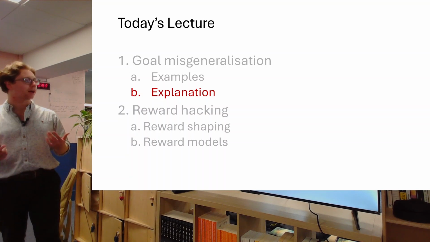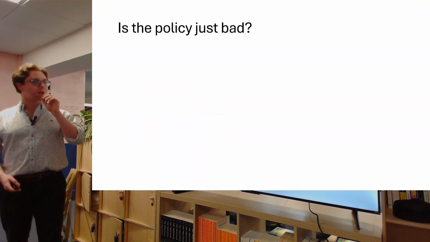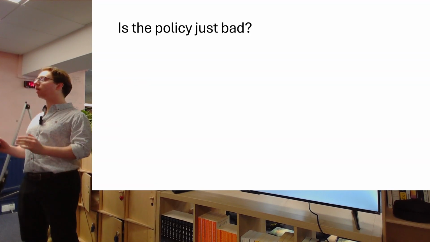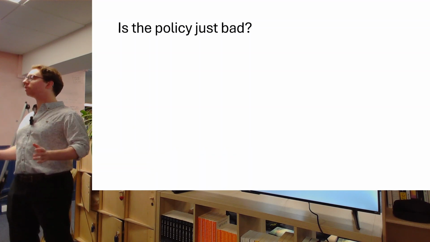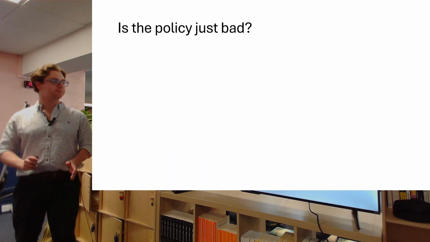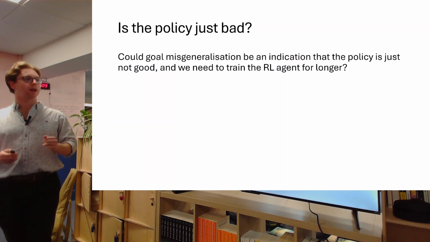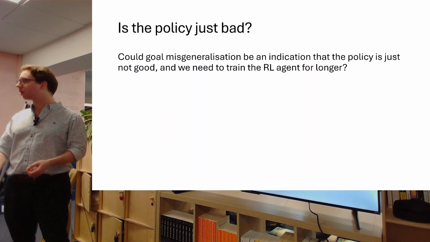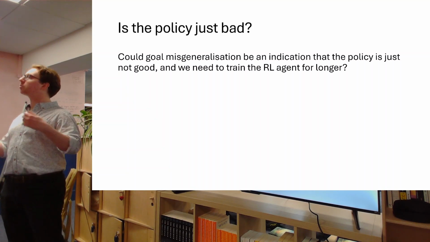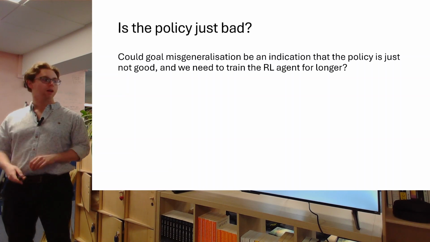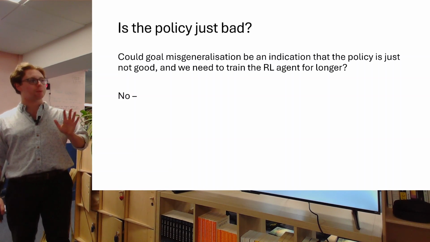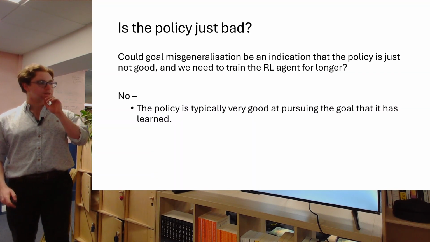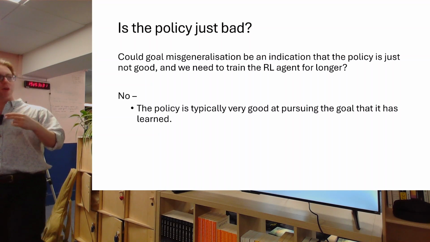Now let's unpack those concepts a little bit. So here are things that aren't true of goal misgeneralization. First of all, is the problem that the policy is bad, that the agent just hasn't learned well, that we've done a poor job of training our agent? Could it be an indication that our policy is bad and we either need a different learning algorithm, or we just need to train for longer, or some other hyperparameter needs to be varied, we need a bigger network or a lower learning rate, whatever. And no, it's not that the policy is just straight bad. And there are two reasons why it's not this. It's typically very good at pursuing the goal that it has learned.